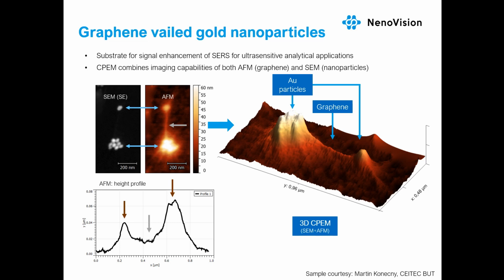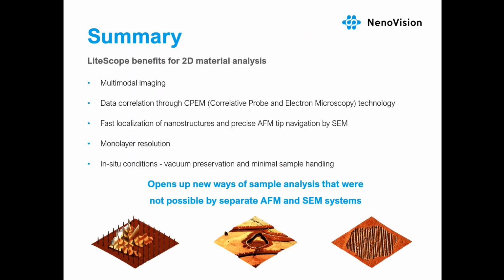Let's summarize the key advantages of LiteScope as an AFM and SEM hybrid system for 2D material analysis. First of all, the possibility of multimodal sample characterization combining analysis of both chemical and physical properties is essential for optimization of 2D materials production process control and defect localization. And as we've seen throughout the presentation, for the analysis itself, the SEM grade material contrast is complemented by the LiteScope's three-dimensional topographic imaging with monolayer resolution.